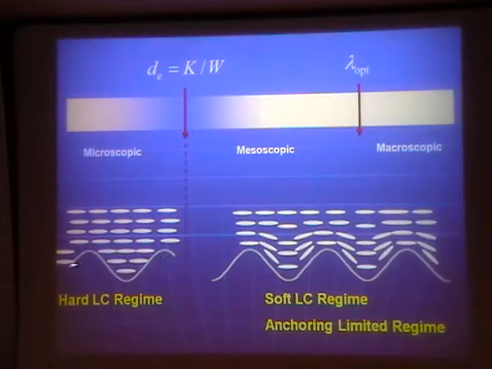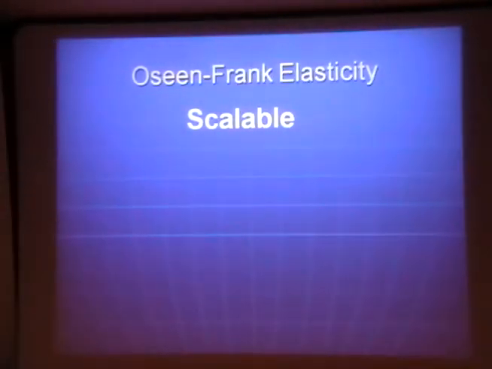When the characteristic length scale of the surface is smaller than the extrapolation length, liquid crystal behaves as a rigid matter when it comes to the orientation imposed at the surface. So in this very short scale regime, we call this the hard liquid crystal regime.